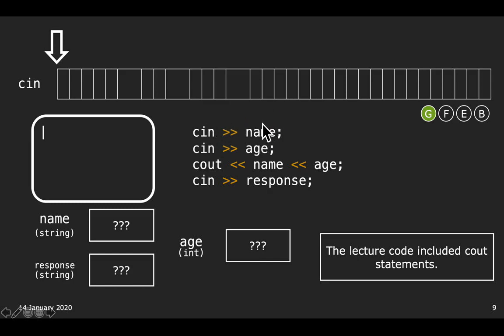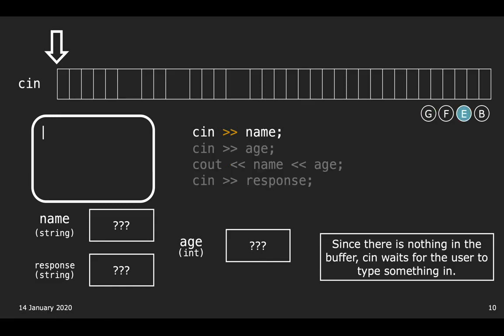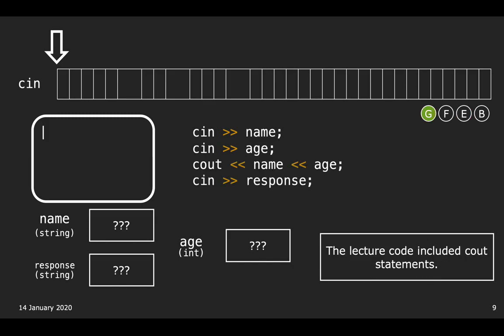Cin, you read into a name, which is a string. Cin, you read in age, which is an int. Then we just print out the name and the age. In this example, I added an extra space. And then cin response to read in the response. Okay? So just as a quick example, let's try to run through how cin and cout work.